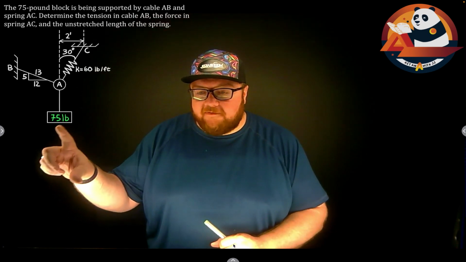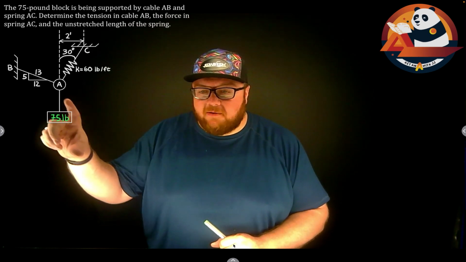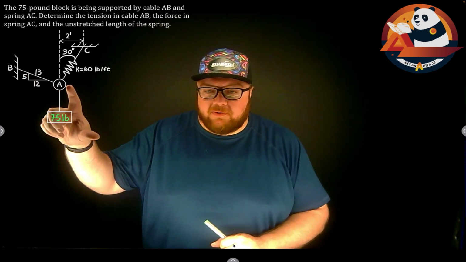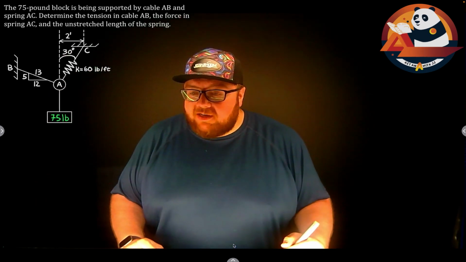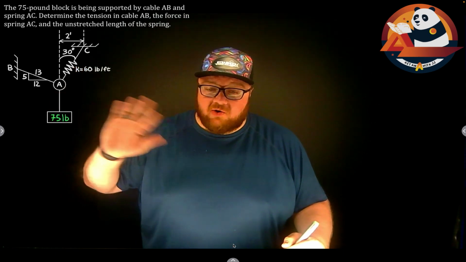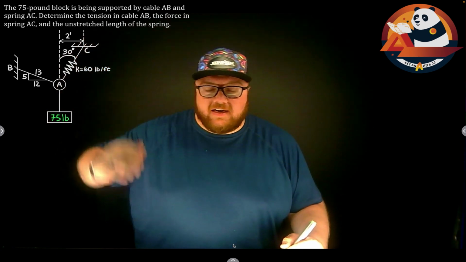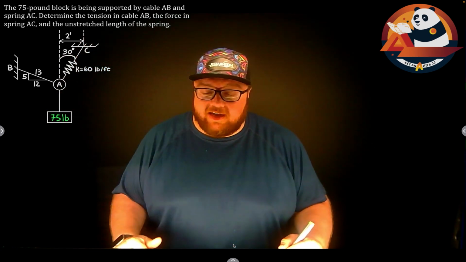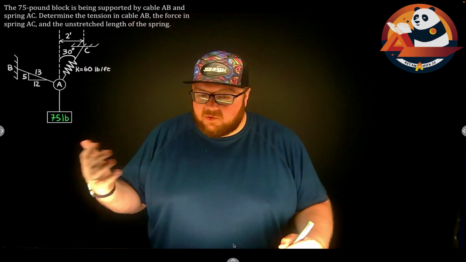We have a 75-pound block here. It's supported by cable AB, spring AC. And we're trying to figure out what's our tension and the force. And then also, what's our unstretched length of the spring? So we're going to have to work towards all of that. I would say if we have a spring, just ignore that it's a spring. Treat this exactly like it's a cable until we know the tension in that. We can work through that.